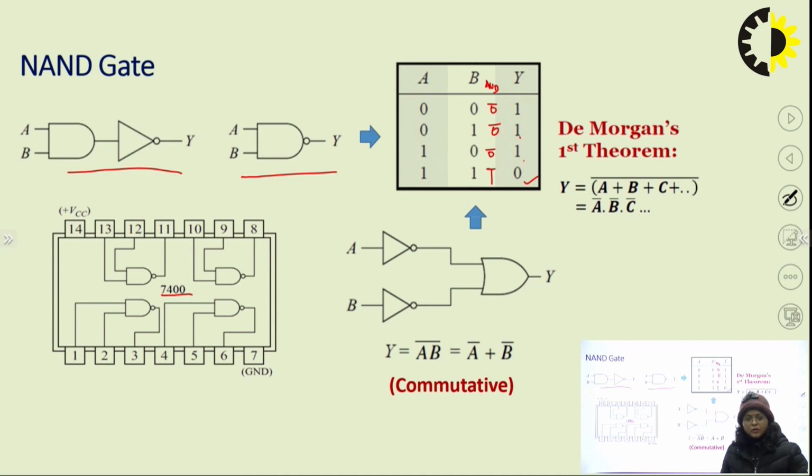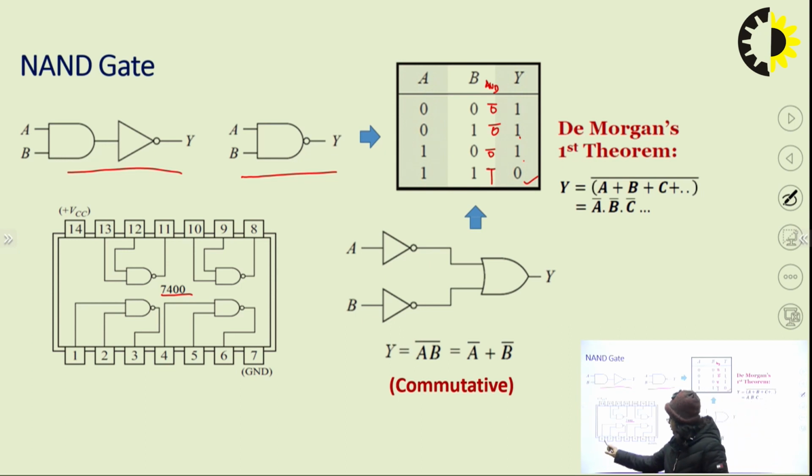It is also a 14 pin IC with pin number 7 as ground and 14 as VCC. It is also a quad NAND gate IC with 1 gate, pin number 1 and 2 as inputs, 3 as output, 4, 5 as input, 6 as output, 13 and 12 as input, 11 as output, and 10 or 9 as input and 8 as output.